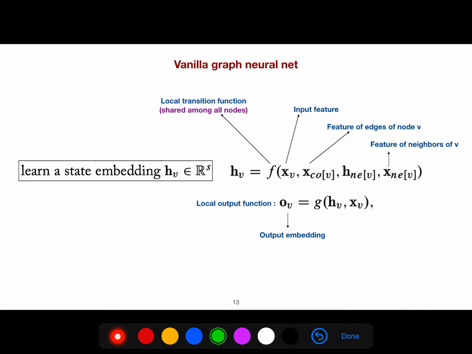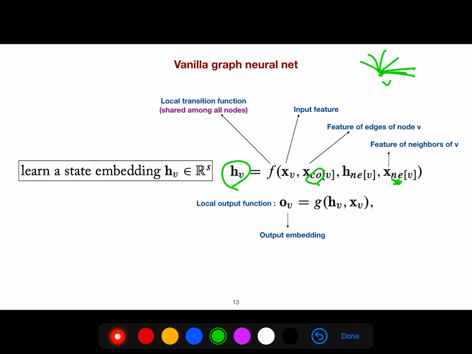So for vanilla graph neural networks, we have input features X. When I say CO, it means the features of the corresponding node. For example, we have a node V, and it has some edges, and we use this for the CO. And NE means neighbors. So we have features and the embedding. Embedding is H and features are X. X is, for example, your input feature.